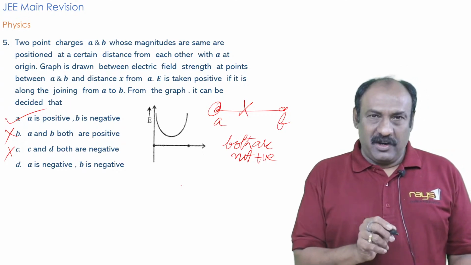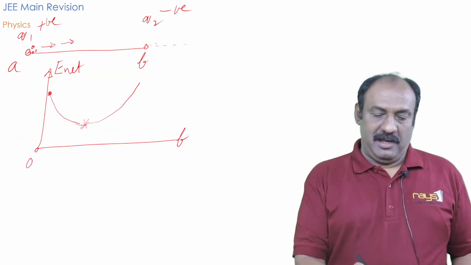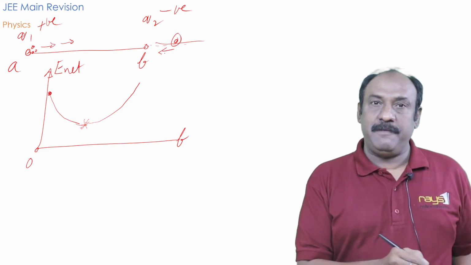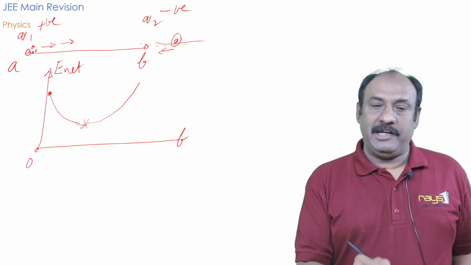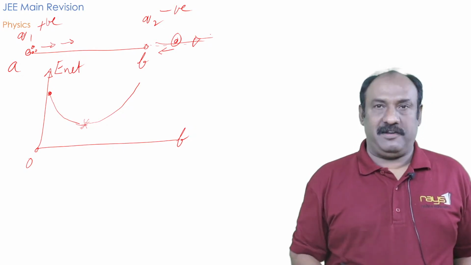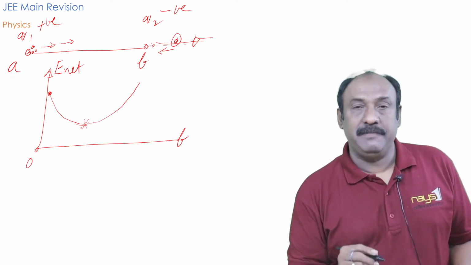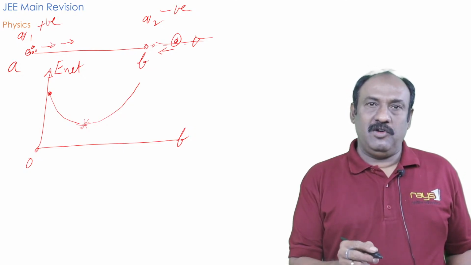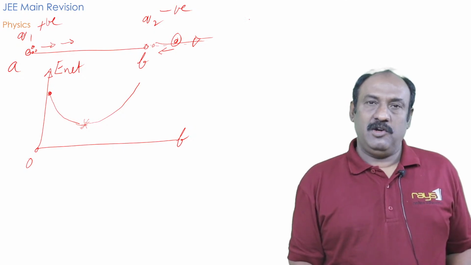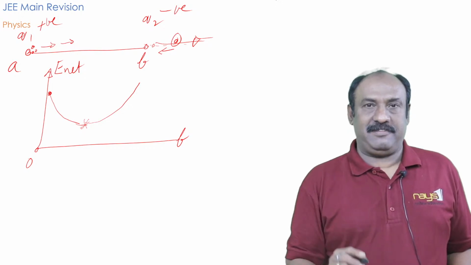So after crossing point B, at this point electric field intensity is towards B due to the negative charge, and away from B due to the positive charge. So at that point it will be minimum, just minimum. Then afterwards slowly this value is maximum and this value is minimum. So due to that, finally it slowly increases.